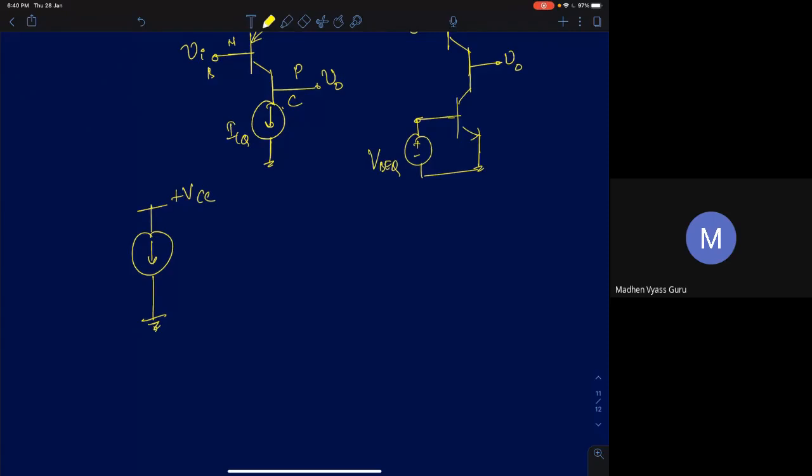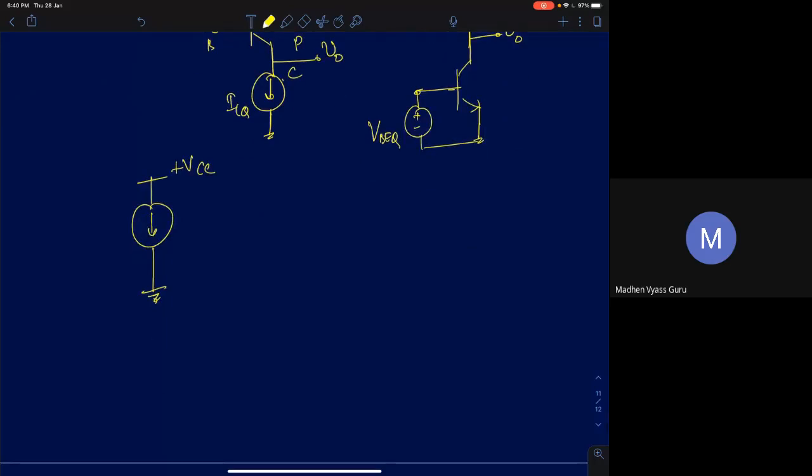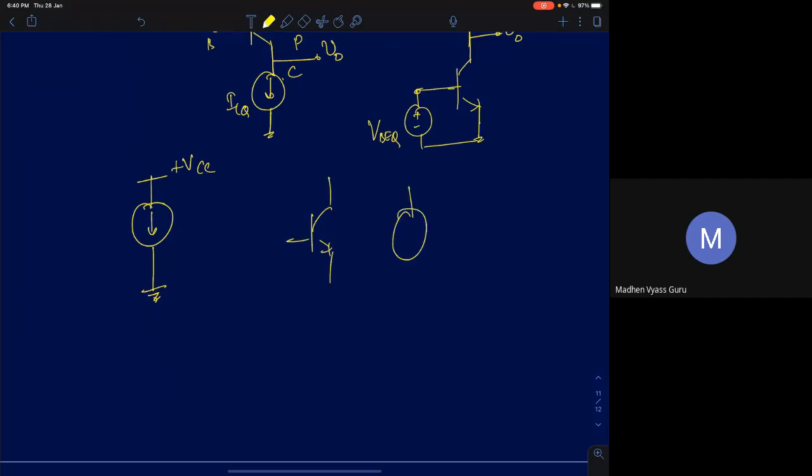But in this case, we can use a PNP transistor also, right? It's not compulsory to use only an NPN transistor for the second example. No. See, the problem is that if you need a sourcing current, you cannot use an NPN transistor. Yes, sir. In an NPN transistor, one terminal is always connected to ground. Only this terminal is free.